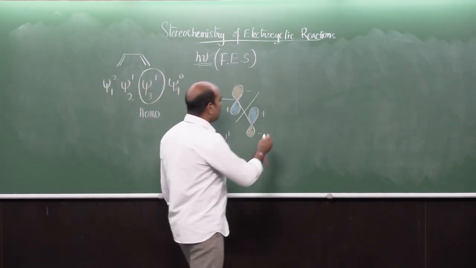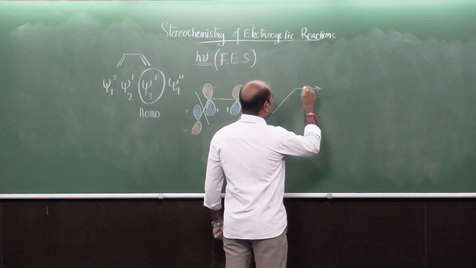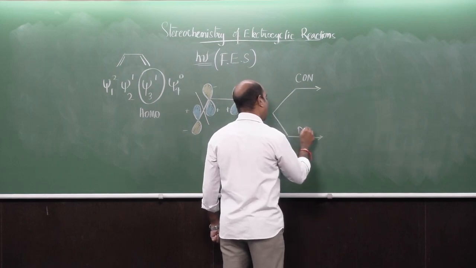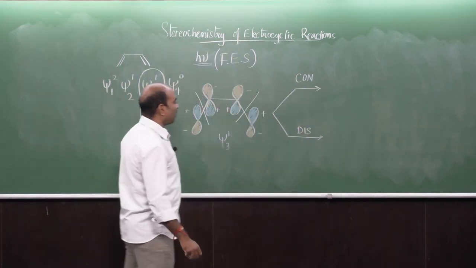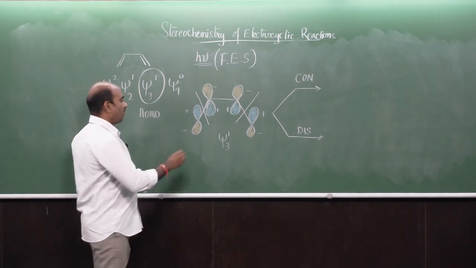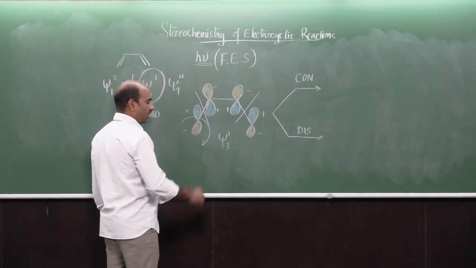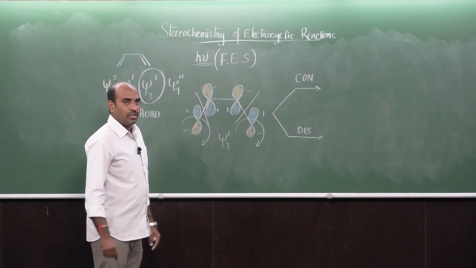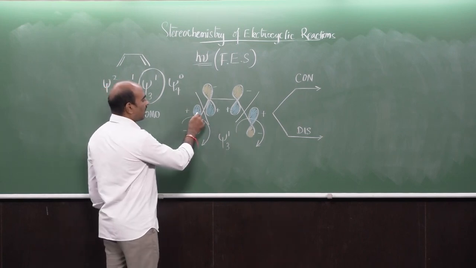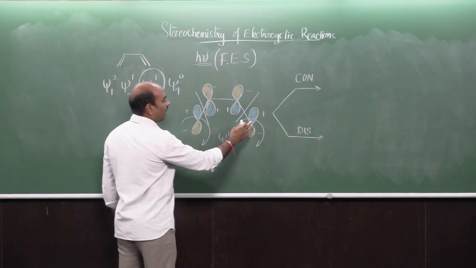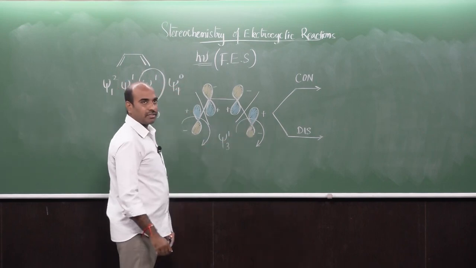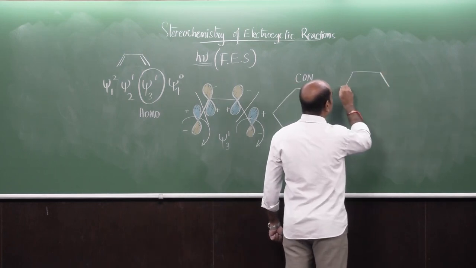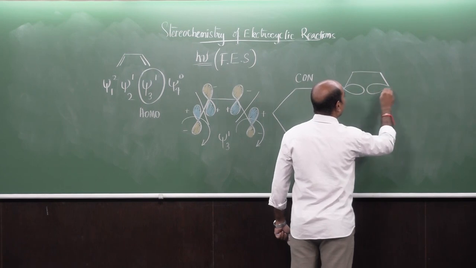So, try to do the con mode of rotation and dis mode of rotation and give your observation, which one is allowed, which one is forbidden. On con mode of rotation, means same side rotation, what is happening? Rotate it clockwise here and also clockwise here. On clockwise rotation, the positive wave function is coming here and the negative wave function is coming here, right? So is it bonding or antibonding? Very good, antibonding.